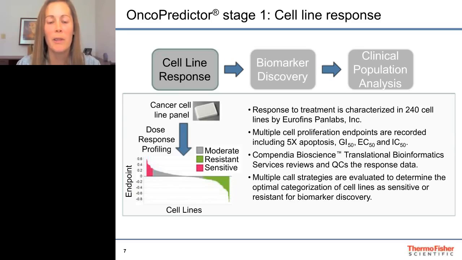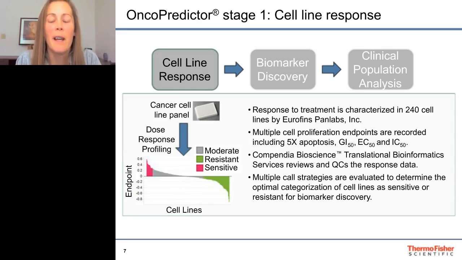This stage of the OncoPredictor is very important, that we identify the correct categorization of cell lines as sensitive or resistant, because moving forward into phase 2 of the OncoPredictor, only the cell lines that are characterized as sensitive or resistant are used in that phase. And I would like to point out that we work very collaboratively with all of our clients. We make sure that we are aligned with them within each phase of the OncoPredictor analysis. And so this would be an example of a portion of the analysis where we would come to agreement with our client as to whether we have optimally categorized the cell lines as sensitive or resistant.